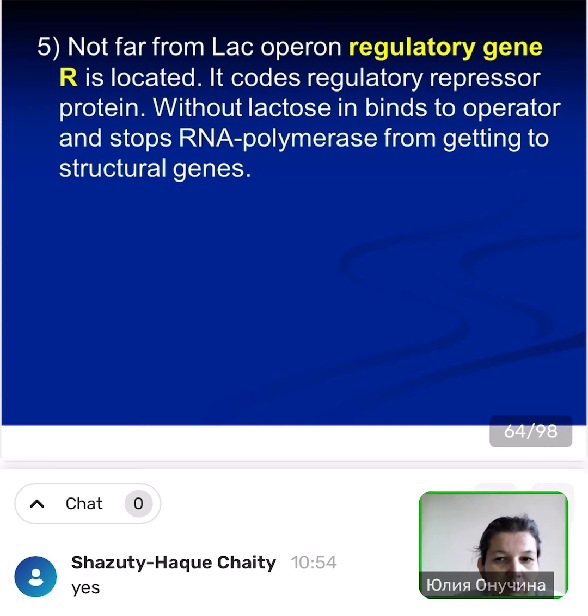So this regulatory gene is located near the operon. And when lactose is present in environment, this regulatory protein will be connected with this lactose. Without lactose, this regulatory gene will produce proteins that will connect with operator.